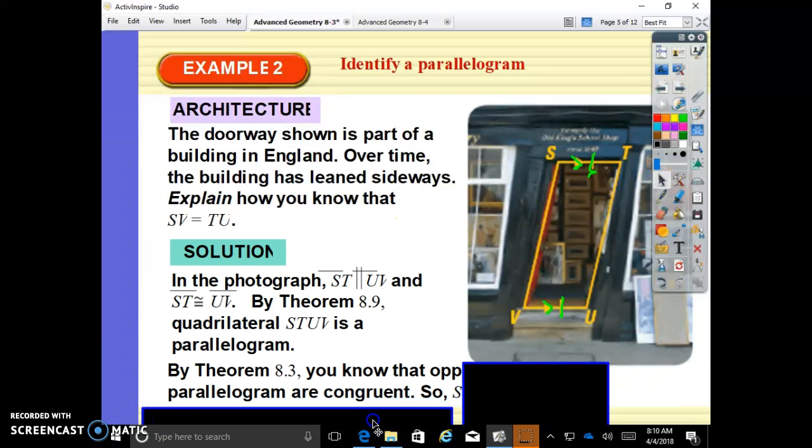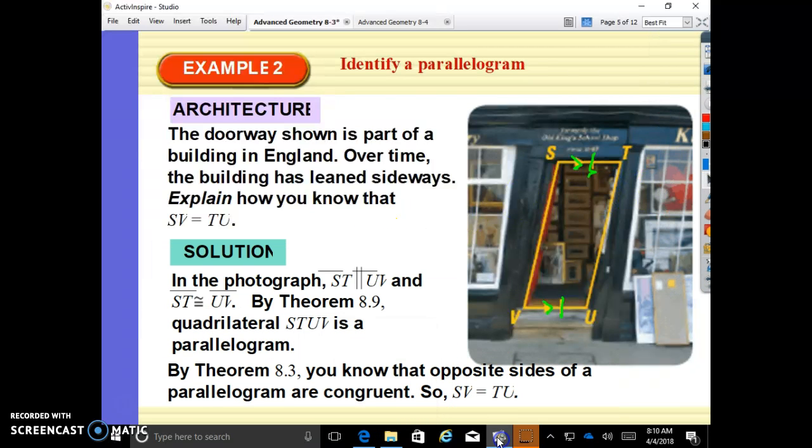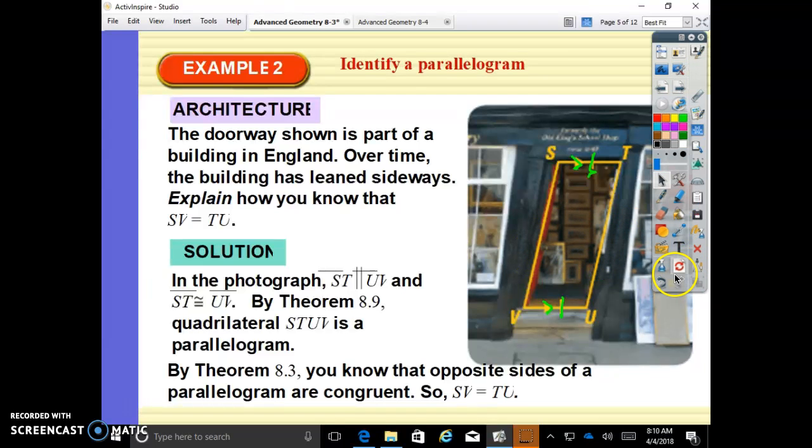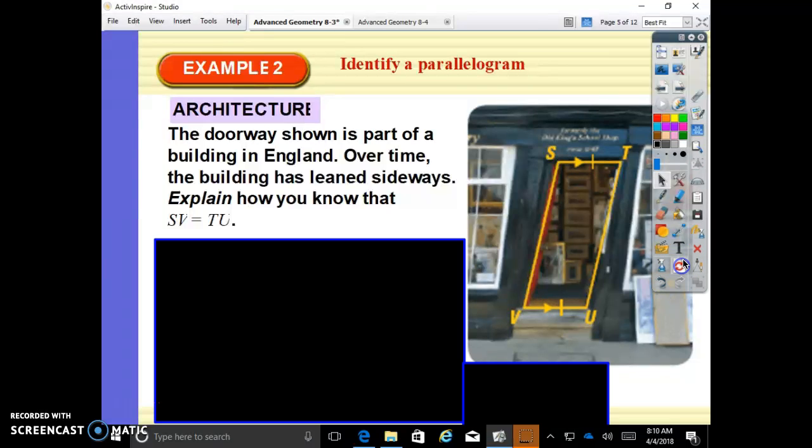So by theorem 8.9. So she said in the paragraph, okay, so this says that because they are parallel and congruent, theorem 8.9 says the quadrilateral is a parallelogram. Now that it's a parallelogram, these are also parallel and congruent. By theorem 8.3, you know that opposite sides of a parallelogram are congruent.